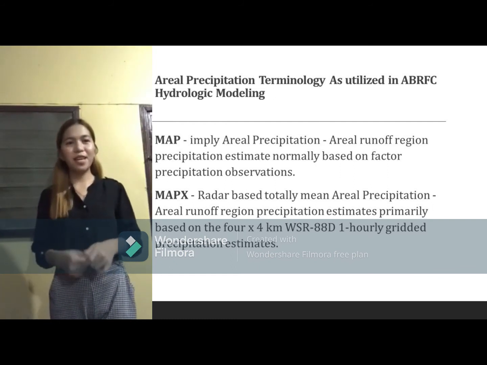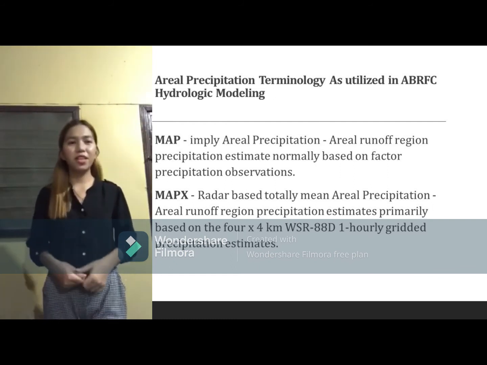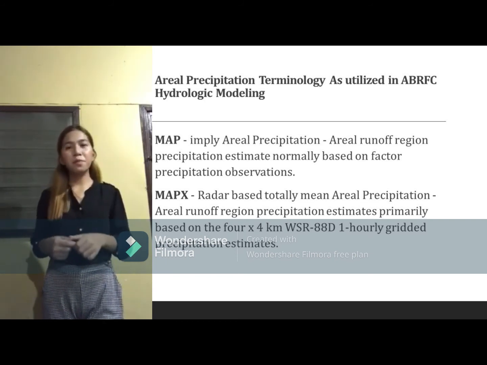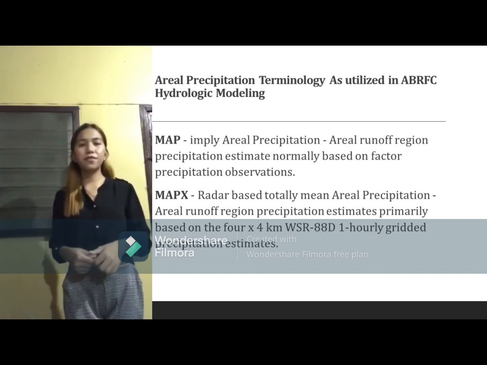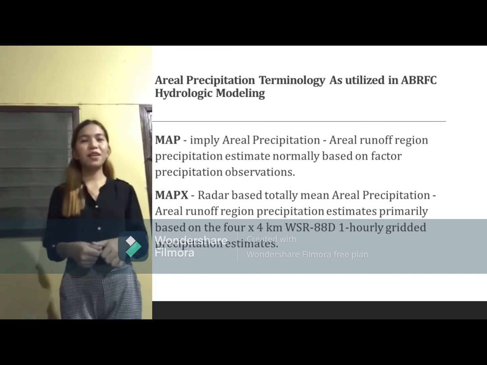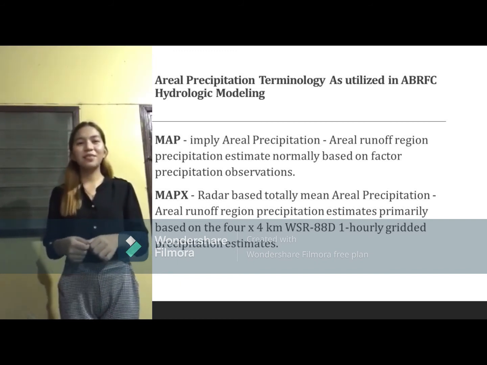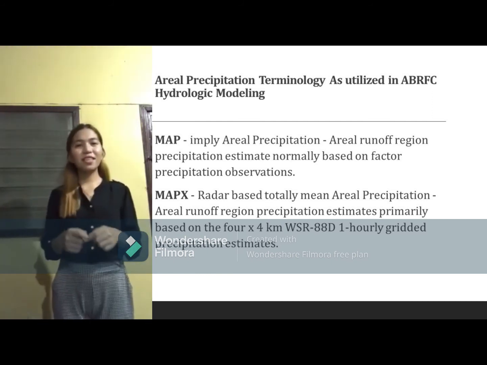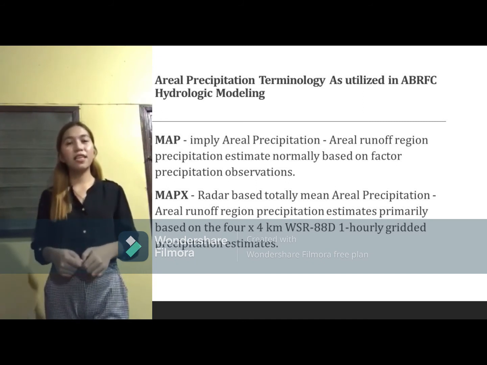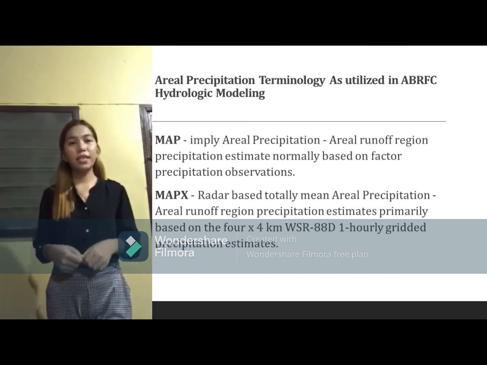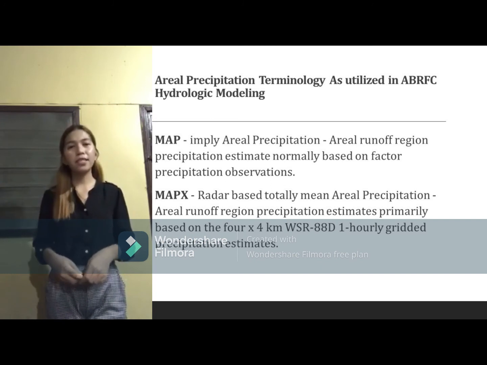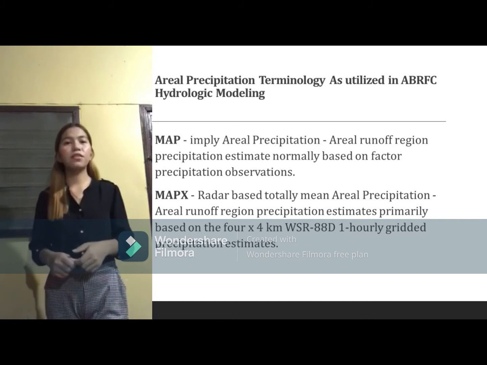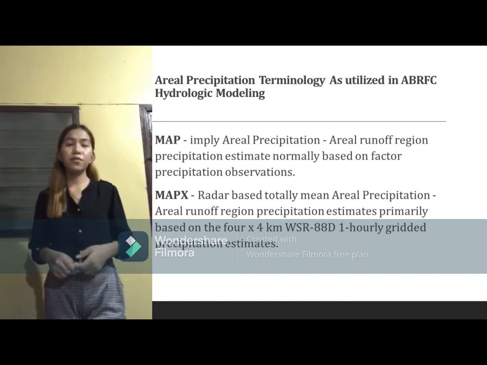MAPX, radar-based, means mean areal precipitation, runoff zone. Precipitation estimates based on the 4 times 4 kilometer WSR-88D 1 hourly gridded precipitation estimates. The arithmetic mean calculation technique is used to average the grid point estimates. MAPX is used as input to the river forecast model on a routine basis.